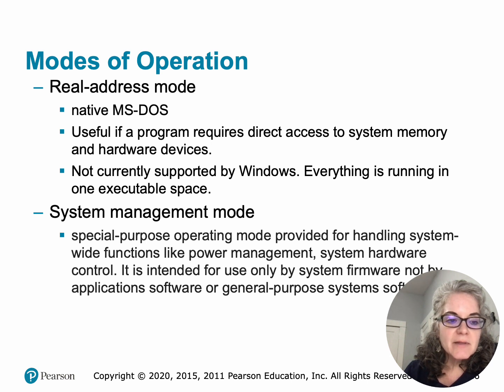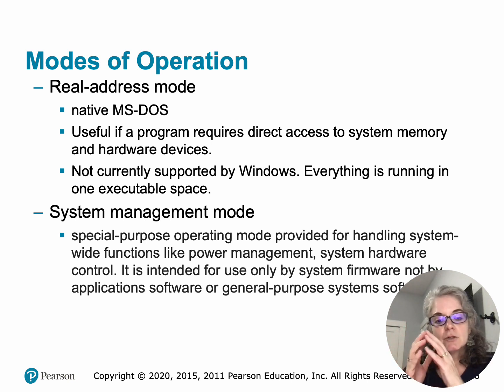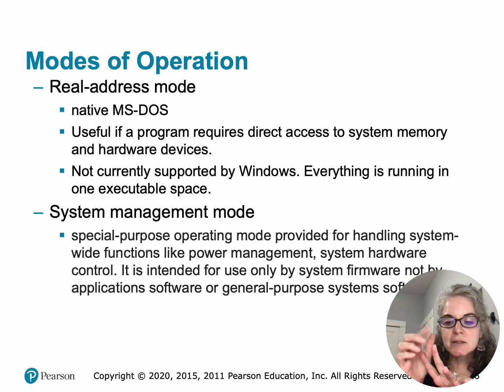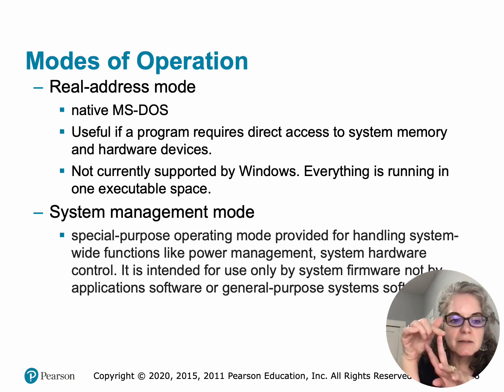There's a mode that we'll look at in a minute that's called protected mode. So what's important here is that when you're in real address mode, everything is running in one executable space. That means that if you have 4 processes running, they're all in the same memory space. And if one of those processes, for some reason, writes on top of the address that's running another process, it's going to crash that process.